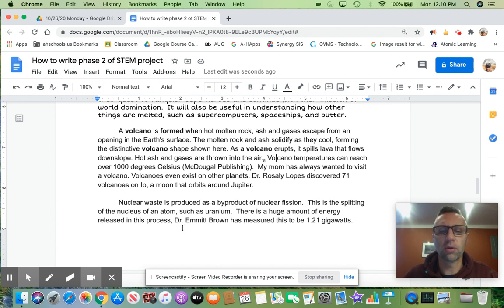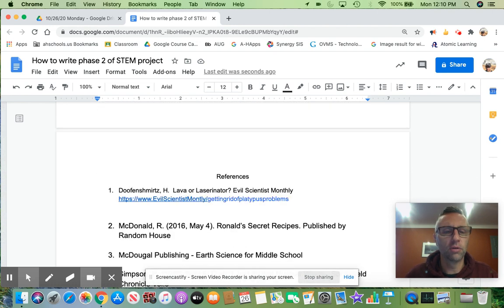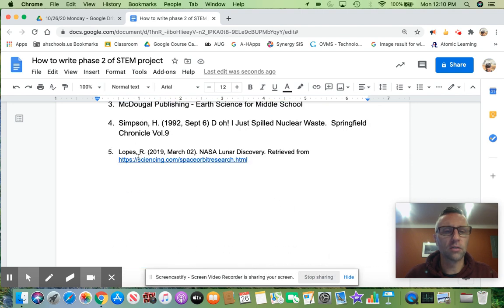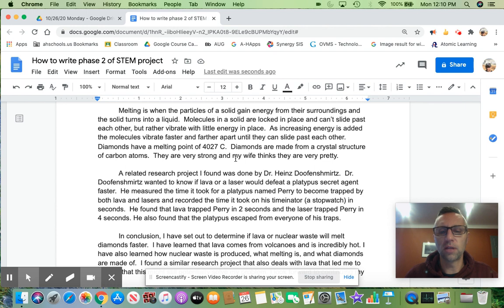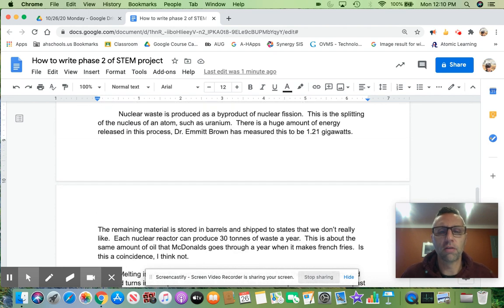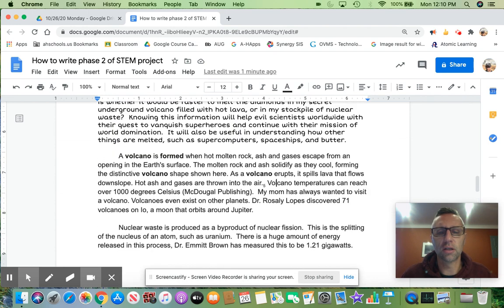If she is the author of what I'm looking at, I've already credited her in the sentence, and I could say something like, according to Lopez, there are 71 volcanoes on Io. And if we look down, I've got her as a source. Her NASA research was something that I wanted to look at. So if you put that person's name in the sentence, you're already giving credit to them. What you can't do is make it look like you came up with that information, that you've discovered these things.